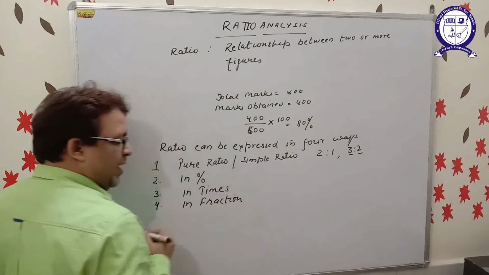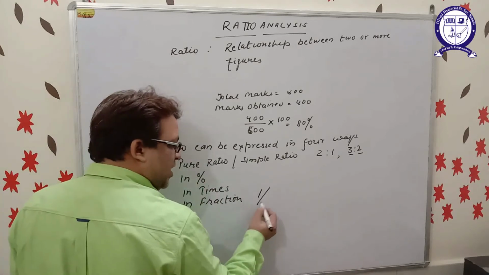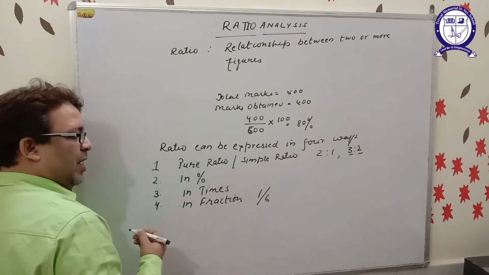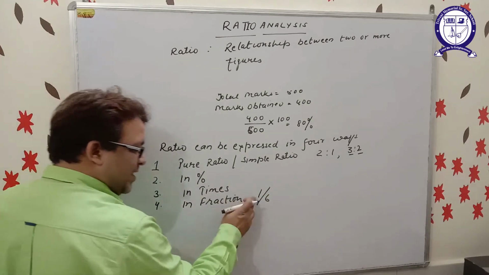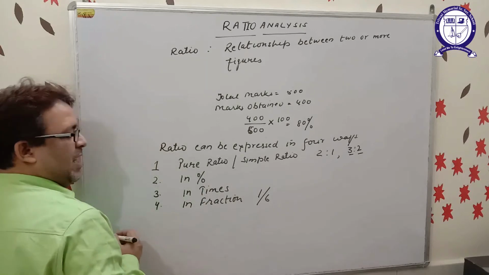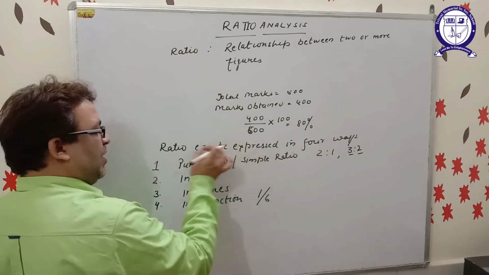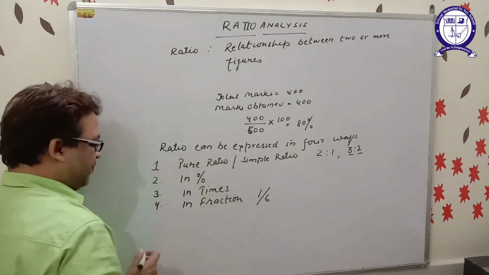For example, a new partner is admitted for 1/6 share. So 1/6 part of total profit is provided to the new partner. So 1/6 is the ratio in fraction. So we can express our ratio in four ways.